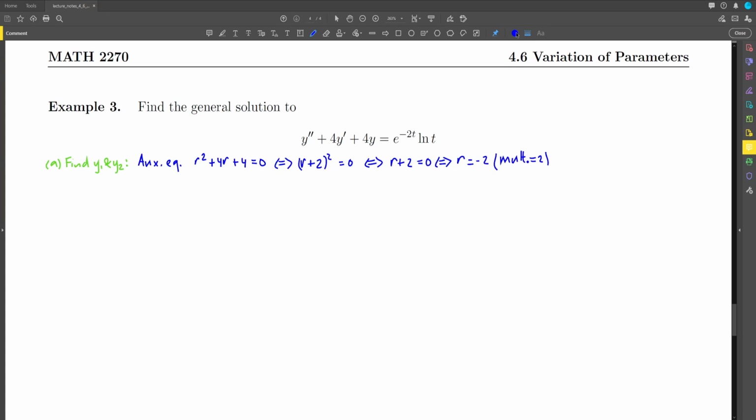And our two solutions, y1 and y2: y1(t) is e^(-2t), and y2(t) is equal to t e^(-2t). Because of the multiplicity, we get an extra factor of t here. Second step, we want to find the Wronskian.